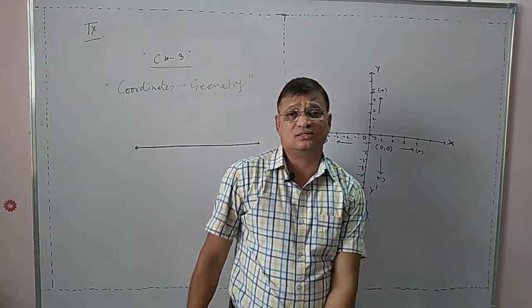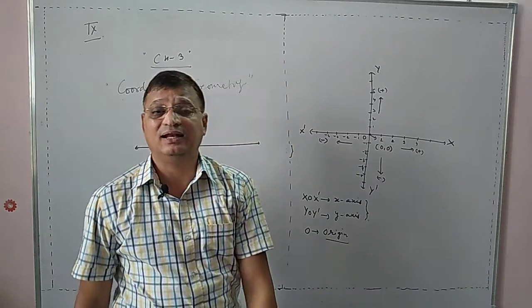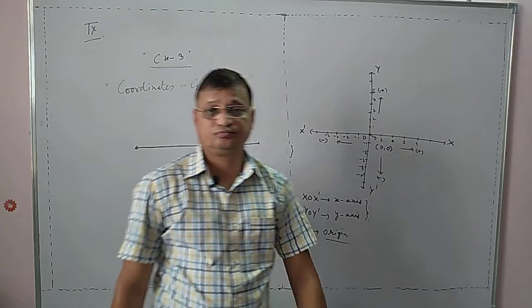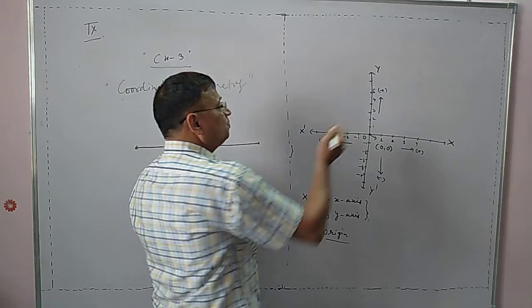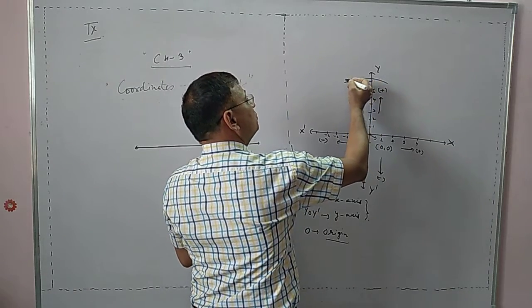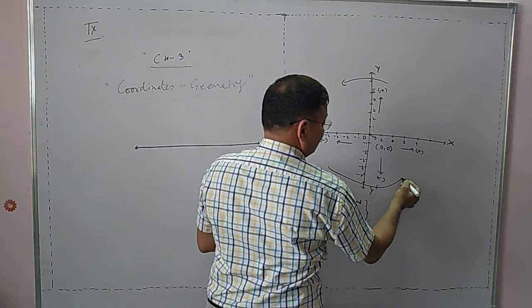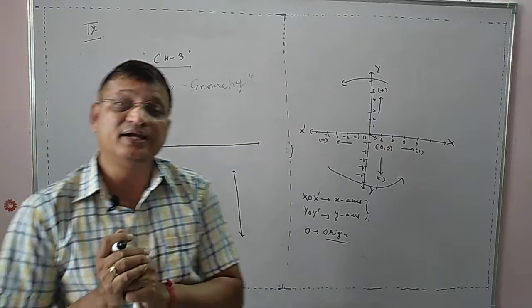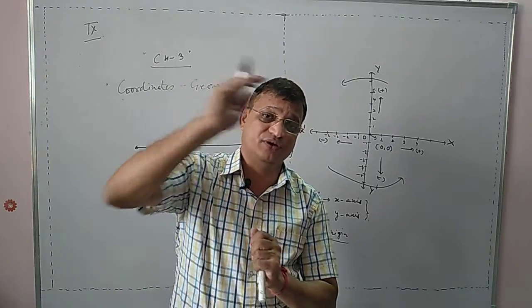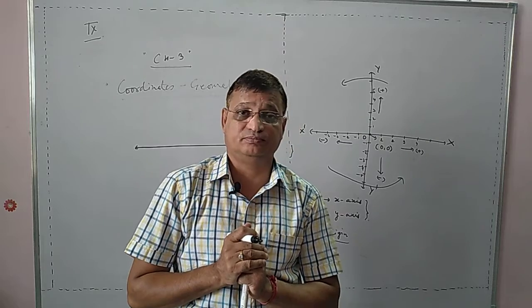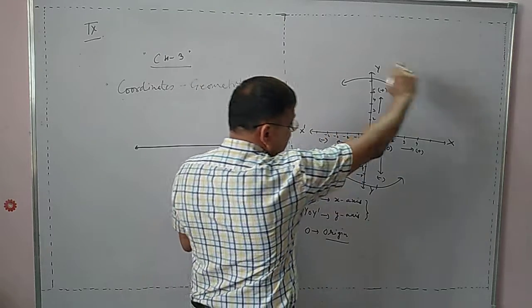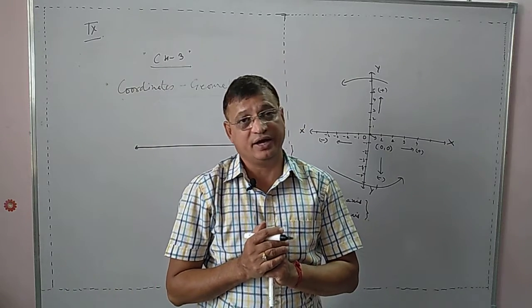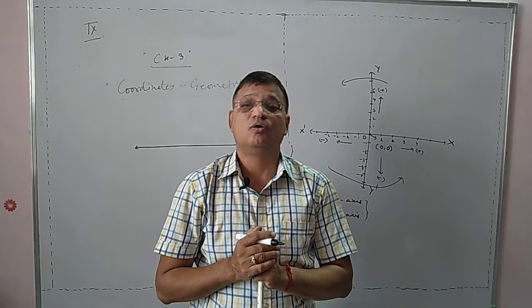These two axes divide the whole plane into 4 parts: 1, 2, 3, 4. Suppose we move in this direction. This direction is called the anti-clockwise direction, and this anti-clockwise direction is the positive direction for the coordinate system. This direction is called the clockwise direction, which is the negative direction in the coordinate system.